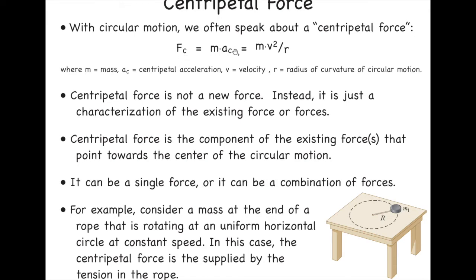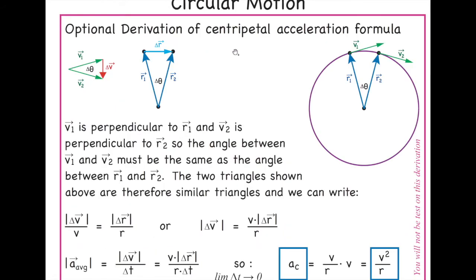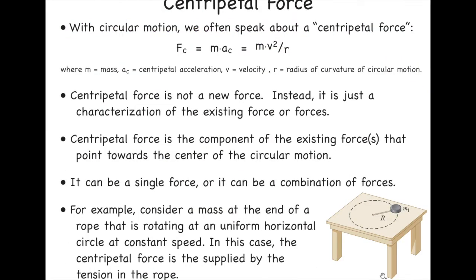And we saw from a few slides back, we derived, in fact, that acceleration in the centripetal direction is v squared over r. So we just combine that with Newton's second law, right? Mass times acceleration. So now it becomes centripetal force is mass times v squared over r.